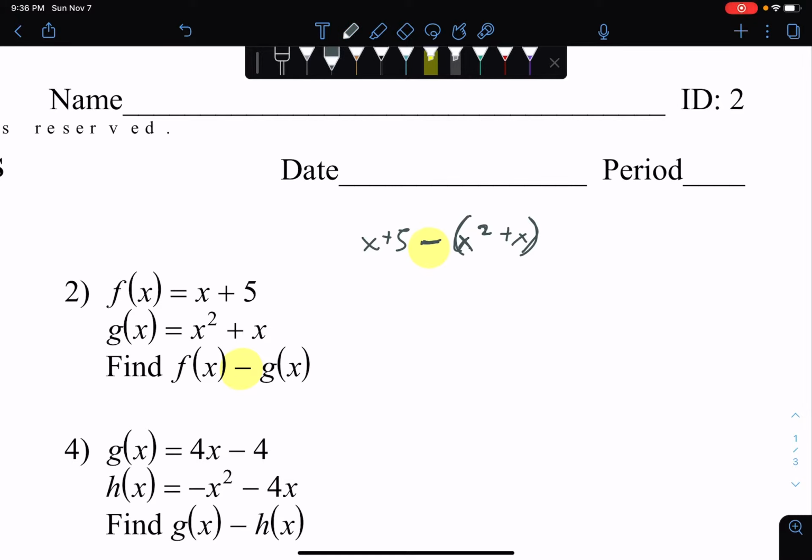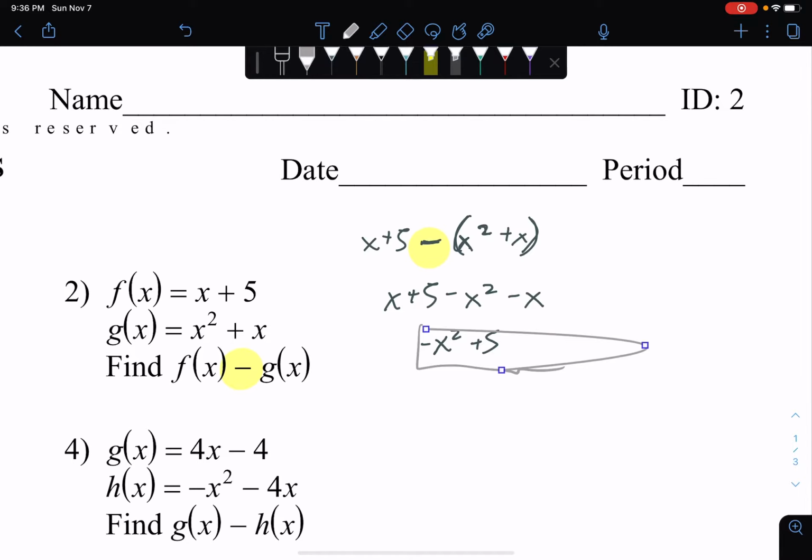It is also intended for distributive property. So most likely that is the case. So x plus 5 minus x squared plus, minus x. In that case, negative x raised to 2 plus 5, x minus x is 0, so we won't add that anymore. So this is our answer now. This is so ugly. It's equivalent to f of x minus g of x.